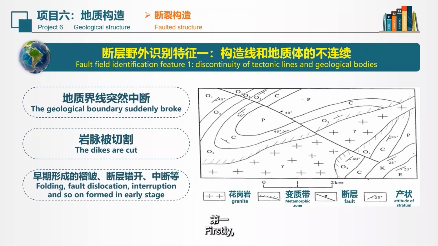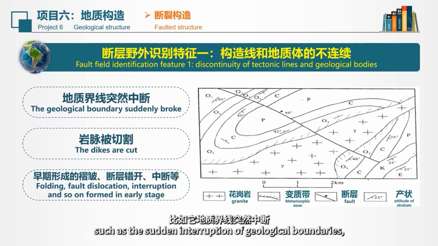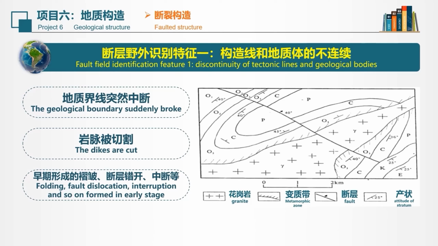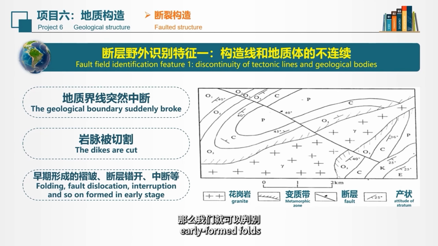Firstly, we can determine the presence of a fault based on the discontinuity of structural lines and geological bodies, such as the sudden interruption of geological boundaries, the cutting of dikes, and the offset or interruption of earlier formed folds and faults.